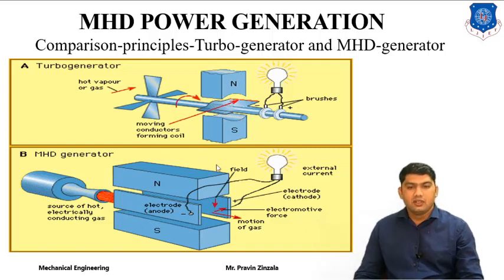It is also one type of application of conventional power generation. In this system, we are replacing the conductor by a source of hot gases. The principle is almost the same. Here also we utilize a solid conductor cutting the magnetic field for power generation, while in the MHD generator, we utilize ionized gas in the magnetic field to produce electricity. So this is the basic difference between the conventional turbo generator and the MHD generator.